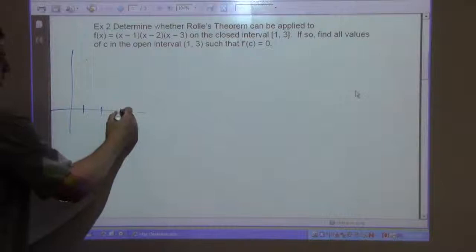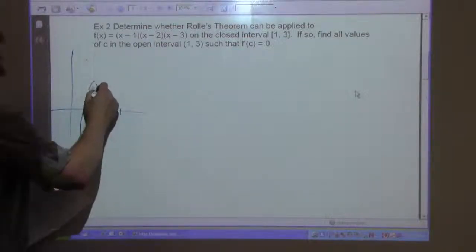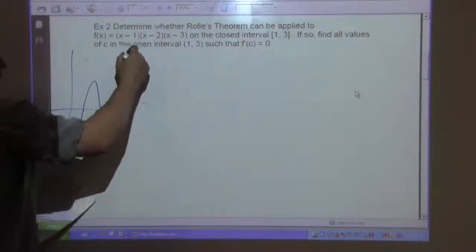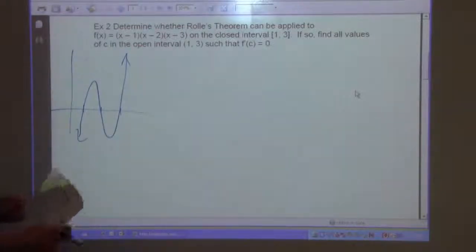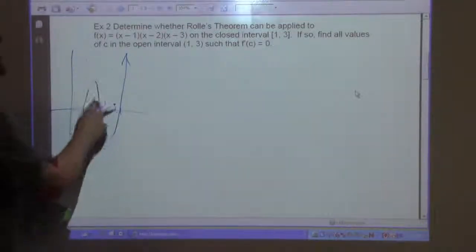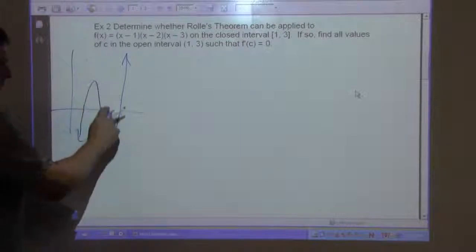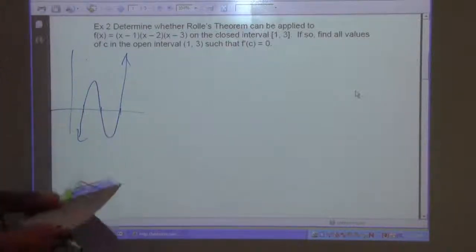So just to kind of get a visual on this, we have an intercept at 1, at 2, and at 3. So it's going up here, coming down there, and then going up again. Something like that. So it looks like we do have a turning point in each case, so we would have a 0 there and a 0 there. So it would apply.